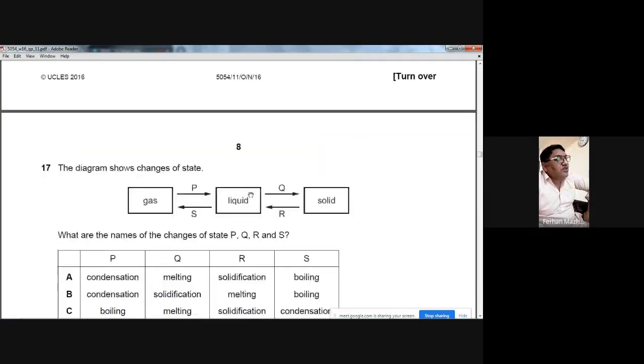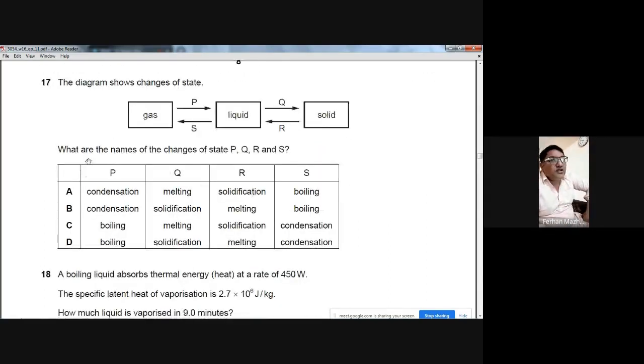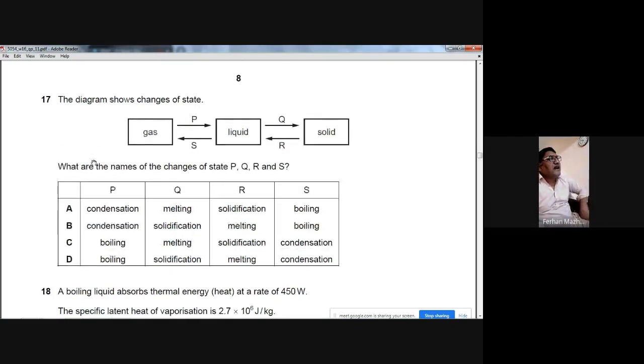The next question is question number 17. The diagram shows changes of state. You can see that the states are gas, liquid, solid. What are the names of the changes of state P, Q, and R? P, gas to liquid, is called condensation. From liquid to solid is called solidification. From solid to liquid, R, is called melting. And from liquid to gas is called boiling.